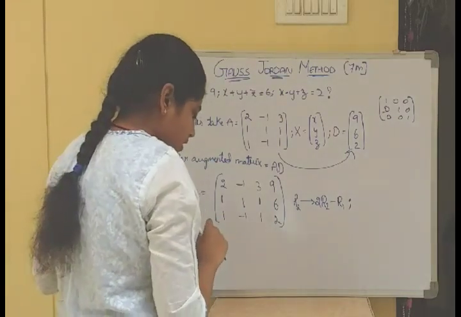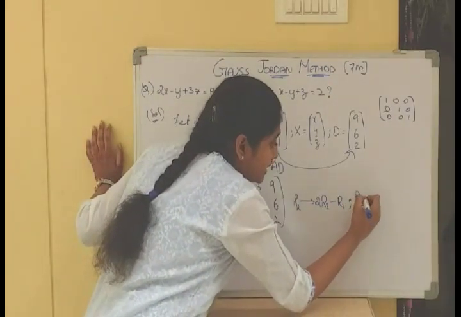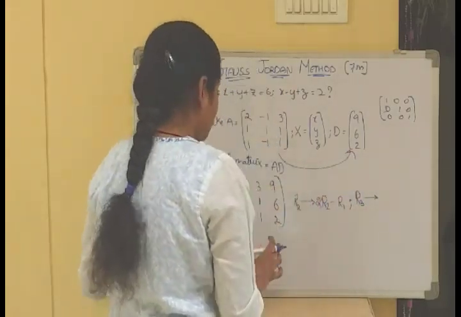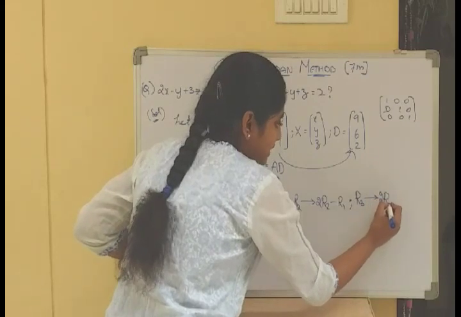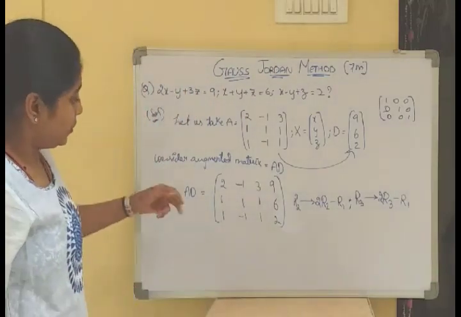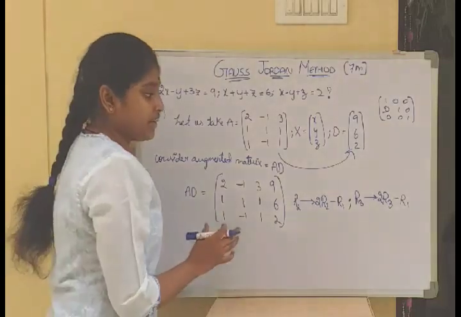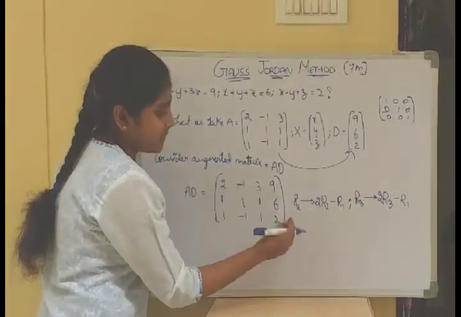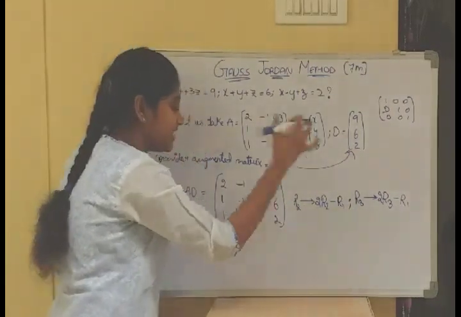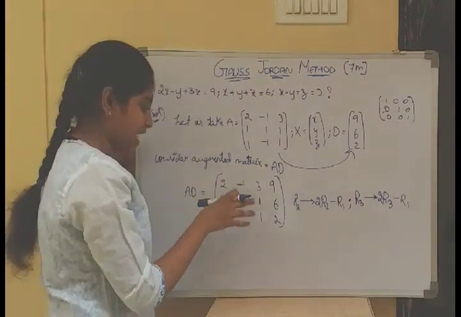For the third row, R3 gives rise to 2 into R3 minus R1. Okay, 2 into R3 minus R1. This means after multiplying row 2 and row 3 with 2, we need to subtract the first row from row 2 and row 3.